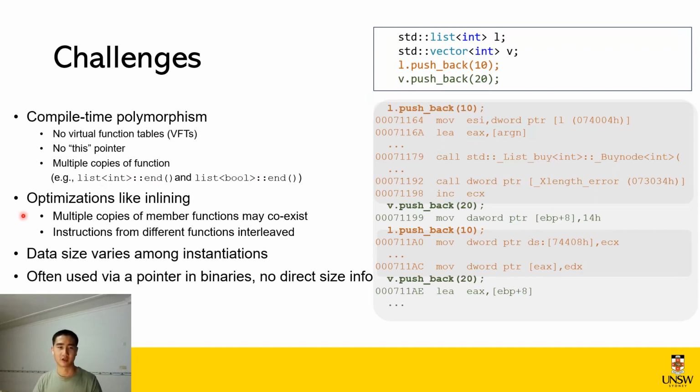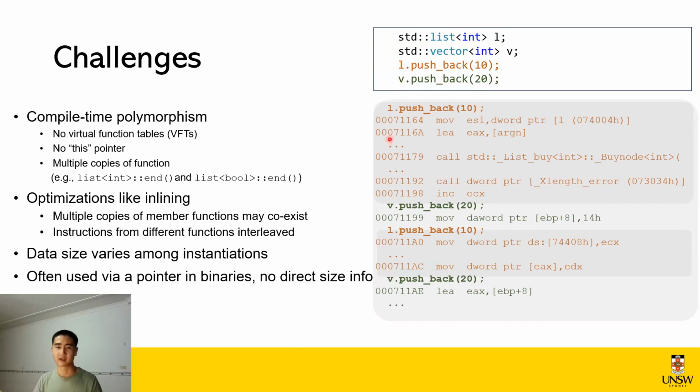Other reasons include optimizations like inlining. Because of inlining, multiple copies of member functions may coexist in the binary, and instructions from different functions get interleaved. Here is an example. This is a code snippet. We have two variables, list L and vector V. We do push_back on them, and L comes before V.